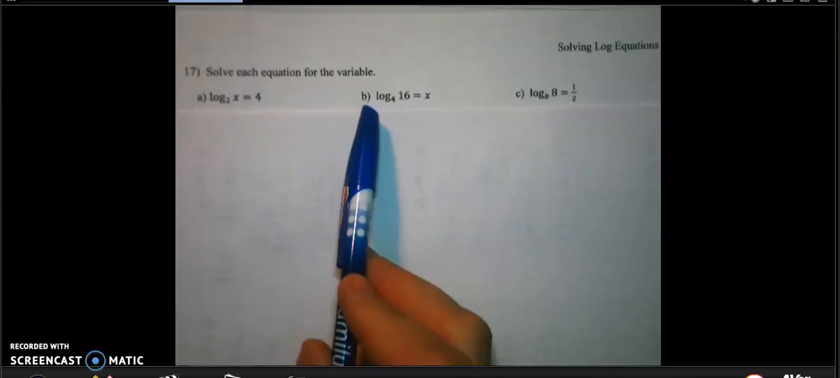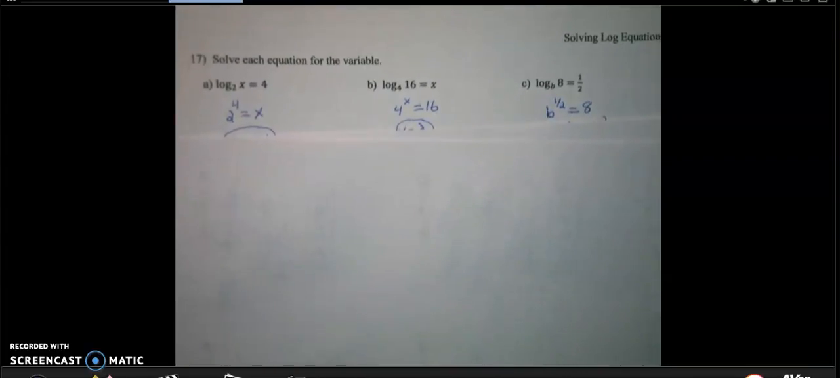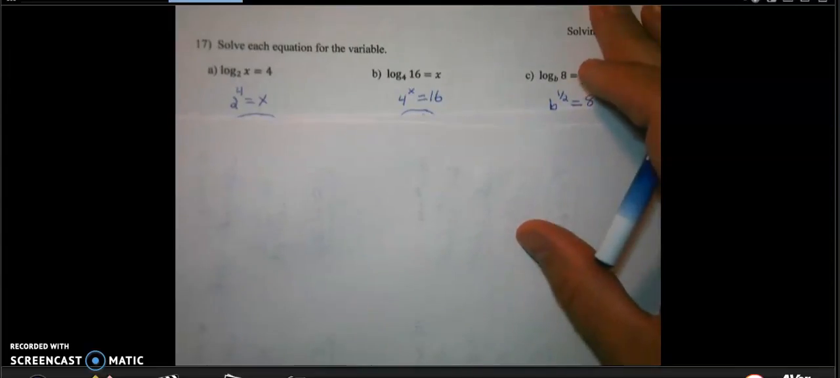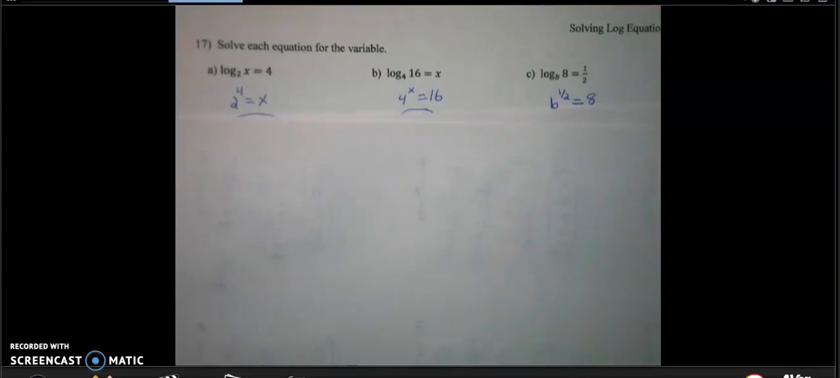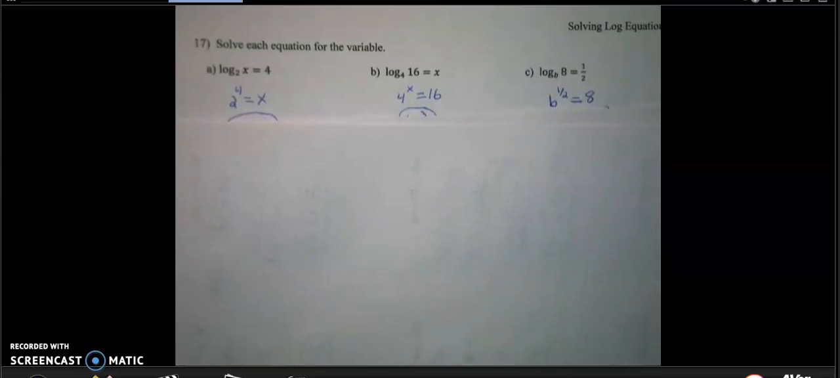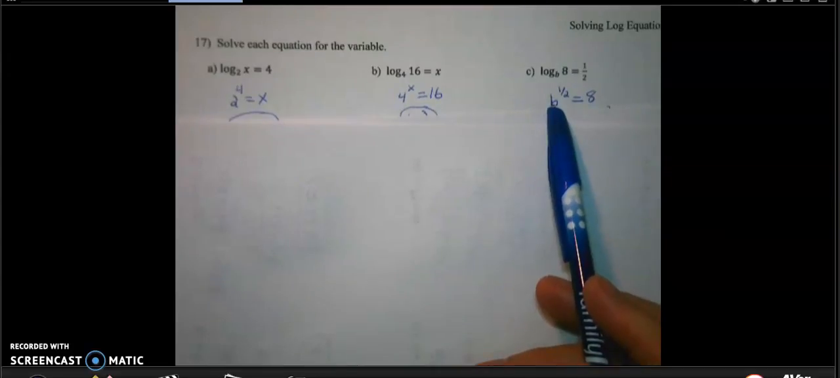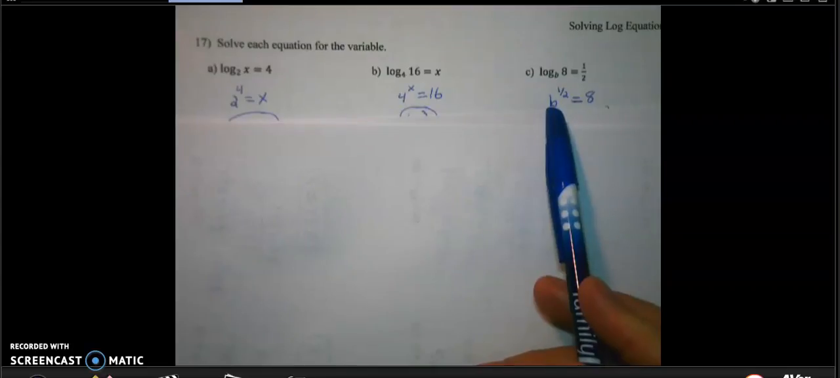So what we do with these is we rewrite them as an exponential, because we can put 2 to the 4th in our calculator or do it in our head and get an answer. And we'll see that B and C are fairly similar, except when you get to C, the answer is a little bit different, because notice here we have the base is what we're looking for. We don't know what the base is.